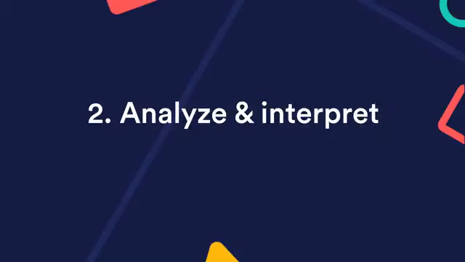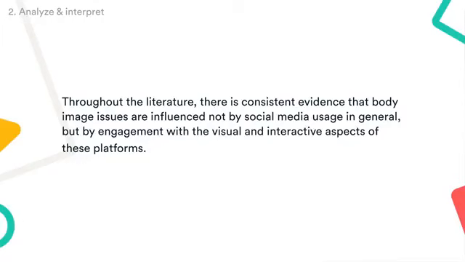Analyze and interpret the research. It's important to add your own interpretation and discuss the significance of findings in relation to the literature as a whole. From this sentence, we analyzed several studies and concluded that the visual and interactive aspects of social media are the most important factor in body image issues.